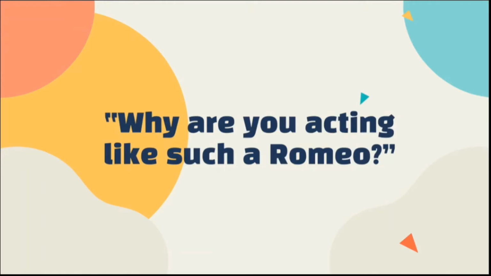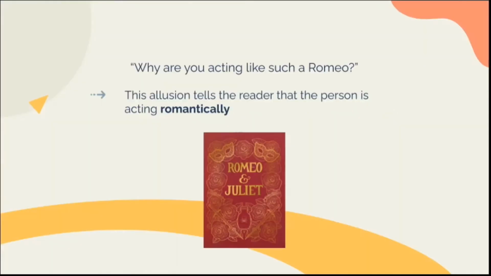Now we're going to look at a couple of examples to start you off. Why are you acting like such a Romeo? This example of an allusion is a reference to Shakespeare's play Romeo and Juliet. This allusion tells the reader that the person is acting romantically. Even though the word romantic was never said in the quote, Romeo is known to be a very romantic character. So by comparing the person to Romeo, they're describing them as romantic.